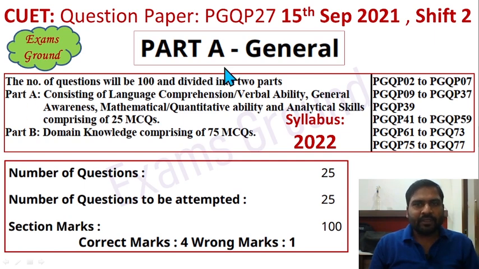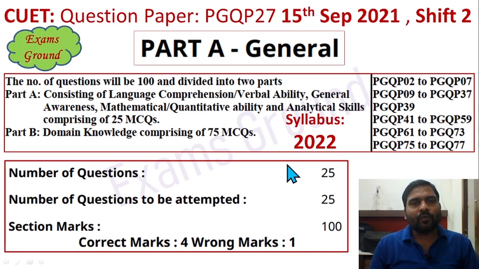The syllabus for the general test consists of language comprehension, verbal ability, general awareness, mathematical and quantitative ability, and analytical skills, comprising 25 multiple choice questions. And this syllabus is the same as the earlier one. So there is no change in the syllabus of the general test part, and the rest is the domain or subject test of 75 multiple choice questions.